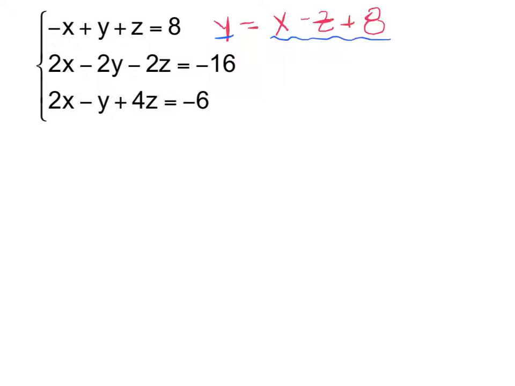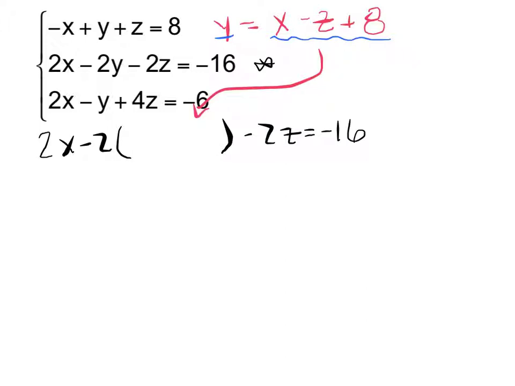So remember, we have to use all three of the equations at some point. We have to start out with two of them. I'm going to use equation 1, and we might as well use equation 2 for the other one. So we're going to substitute for y, because that's what I solved for. So 2x minus 2 times whatever y is, minus 2z equals negative 16. So again, we're going to substitute that in for y. So we get x minus z plus 8.